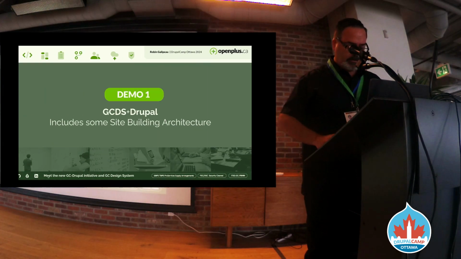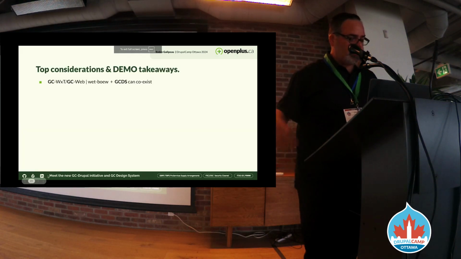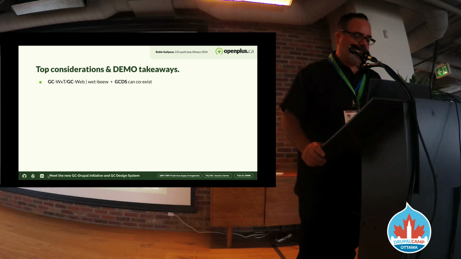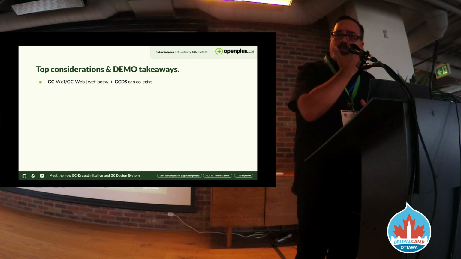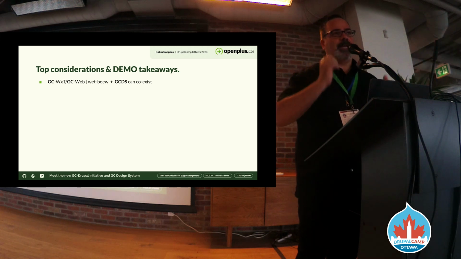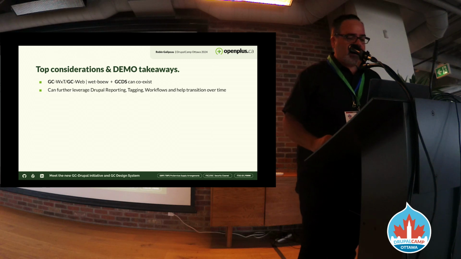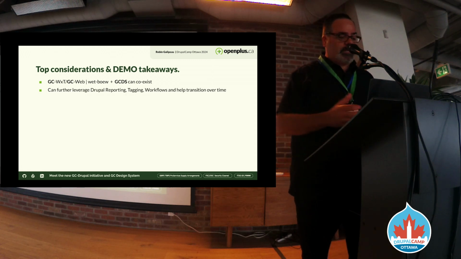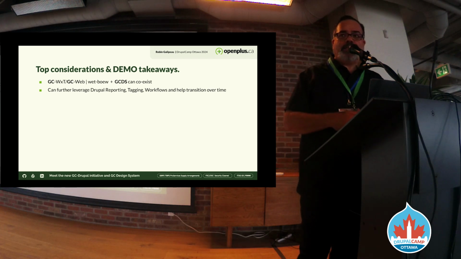Okay, so takeaways. So GC Wet, GC Web, wet-boew, as we talked about, they're all sort of the same thing. And we showed that with GCDS, they can coexist, right? It's going to be a marathon, not a sprint, to deal with some transitioning over time. And we're looking at leveraging all of the Drupal ecosystem with respect to some Drupal reporting, some tagging, some workflows to help transition over time. So whether you're doing it by content type, imagine that you've got a lot of content.